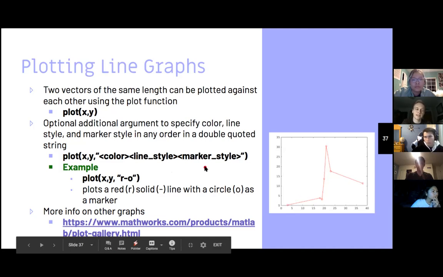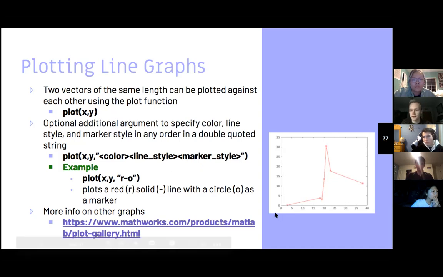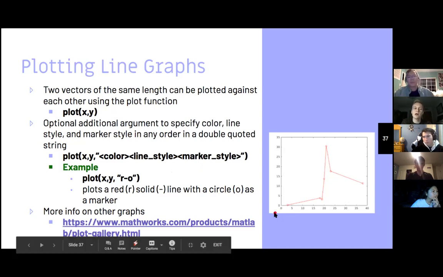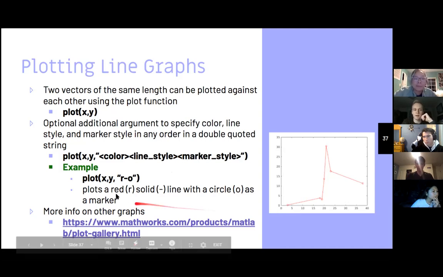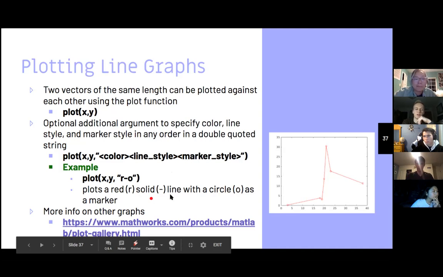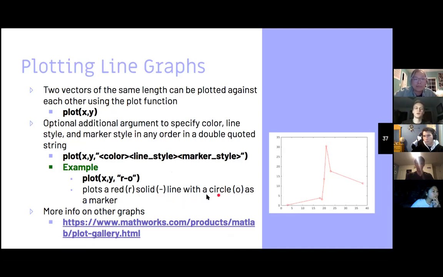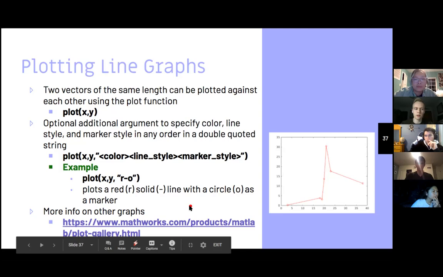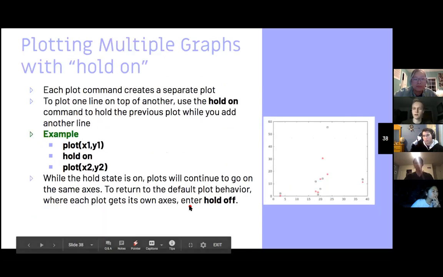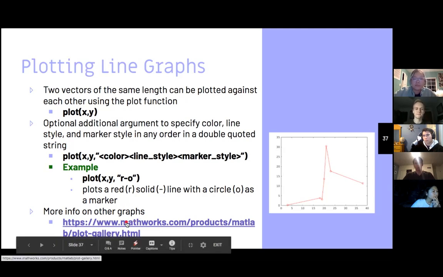We can see an example of what that looks like right below. We have our x and y vectors plotted against each other, and then our string is r-o. As we can see, the r means red, that makes sense. The solid line is equivalent to a dash, and the circle is an o. As you can imagine, you can just change up that string with appropriate values to make your plotted line look different. There's a lot of info on how to do that on MathWorks, and you can see a link on that past slide right there. Exactly.